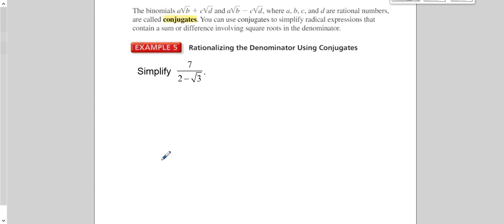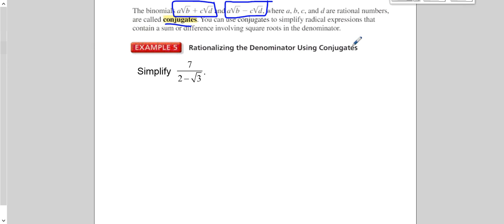Conjugates. The binomials a rad b plus c rad d and a rad b minus c rad d, where a, b, c, and d are rational numbers, are called conjugates. You can use conjugates to simplify radical expressions that contain a sum or difference.